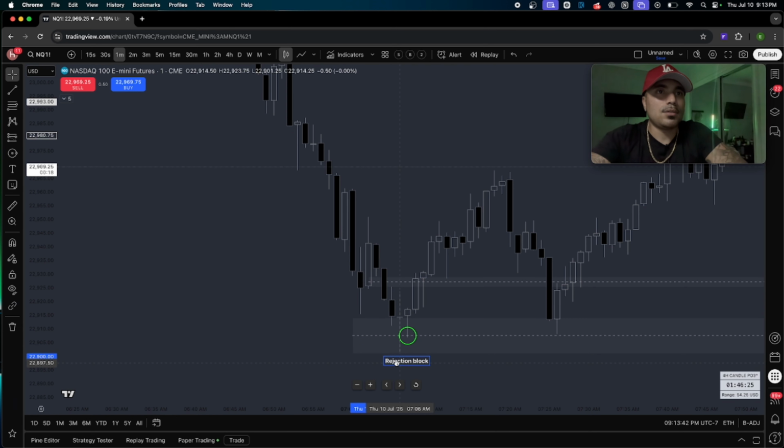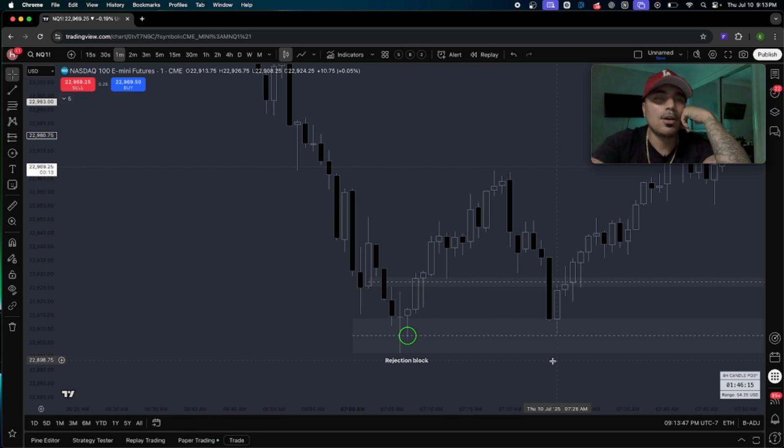So I'm gonna just leave that right there. Alright, so this is a rejection block. And then look, it almost acts as a fair value gap, because then look, when it came down here, it respected it again. So you had another opportunity to get in right here. And this is the crazy part, because I can already see this is an OTE entry.